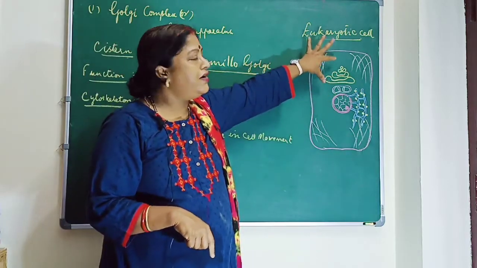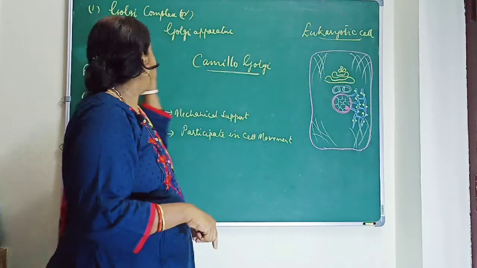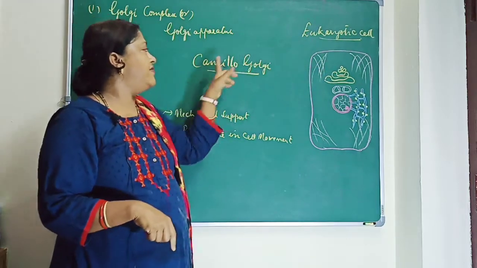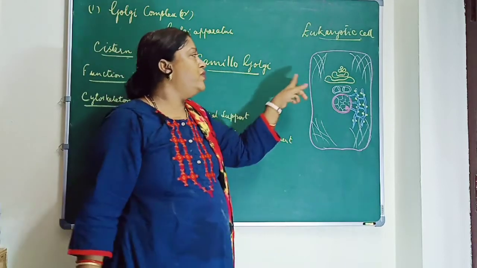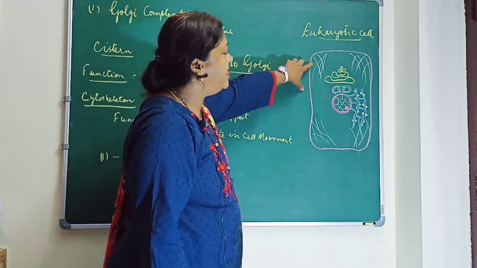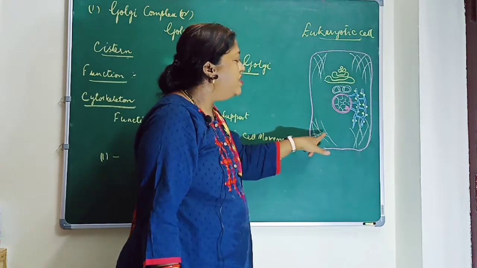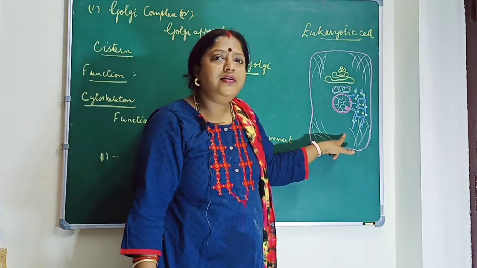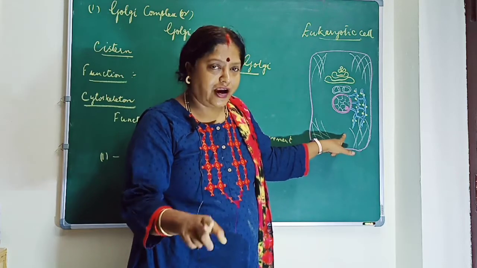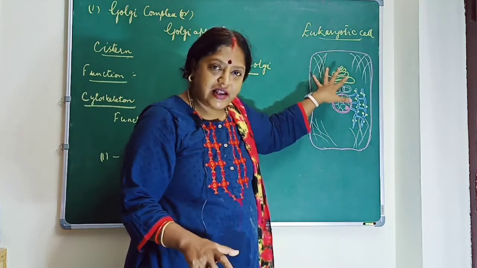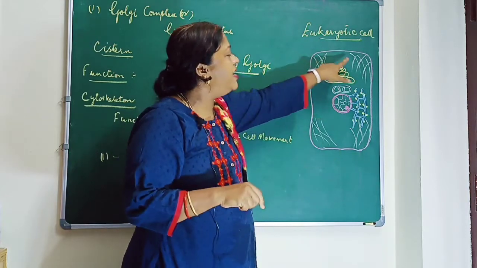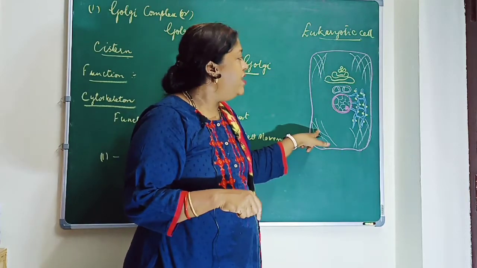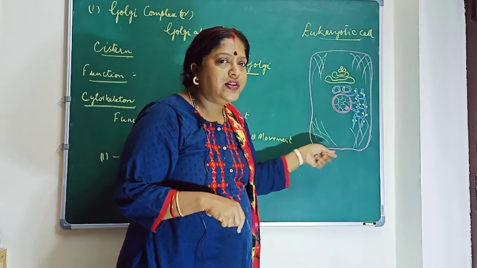So these are the functions of Golgi complex. The arrangement is called cistern, and this was discovered by Camillo Golgi. Next we will go to the cytoskeleton. You can see these structures here, children. Cytoskeletons are the network of fibers in the cell which give mechanical support to the cell. These are spread all over the cell.